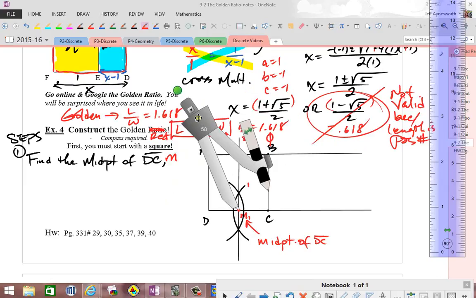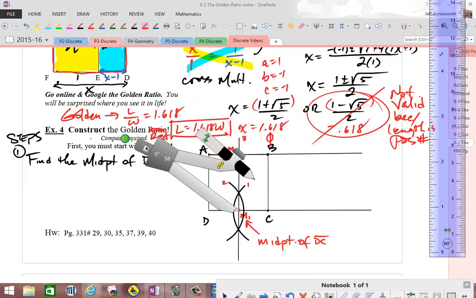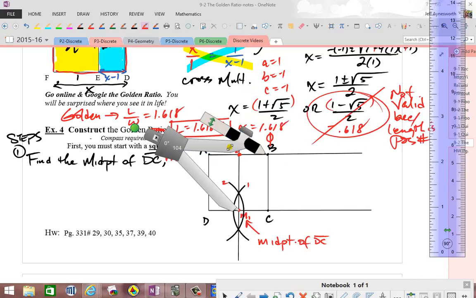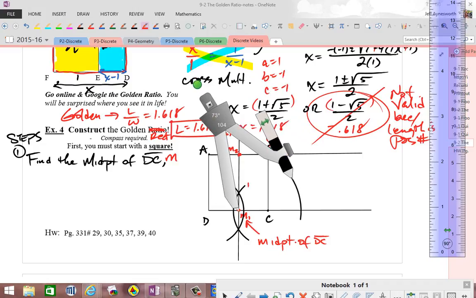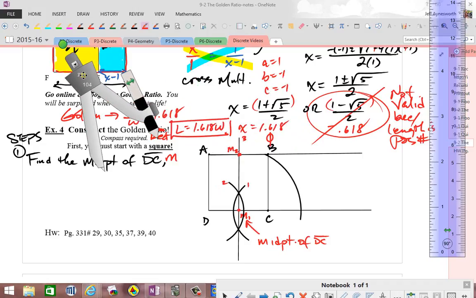So I put my compass at M1. Open up the compass so that it goes M1 to B. Right there. I'm pretty close. Let me line it up, try to be as exact as possible here. So M1 to B. That's the best I can do on the computer. Then what you want to do is construct an arc down intersecting this bottom line down here. So bring your compass down. I just found one of the corners to my rectangle. We'll call this point E.